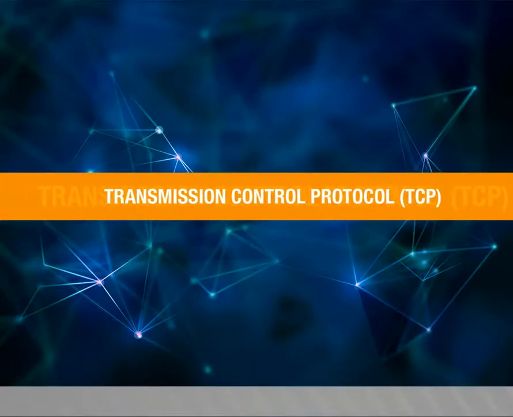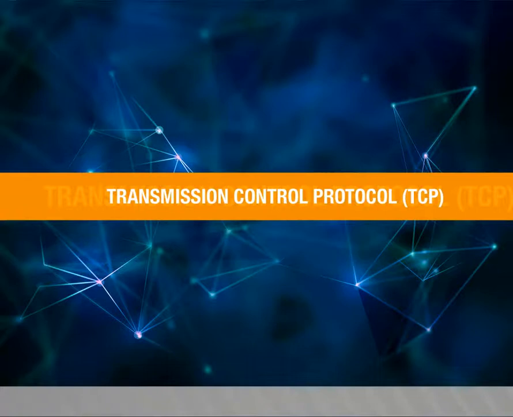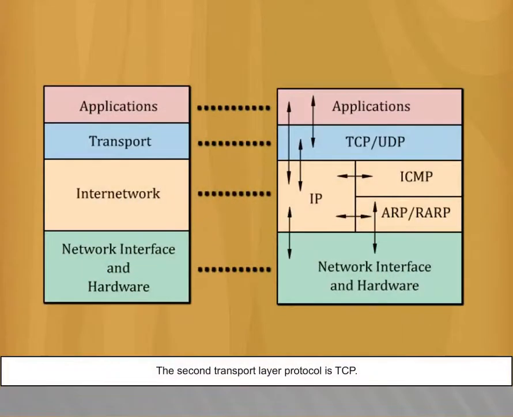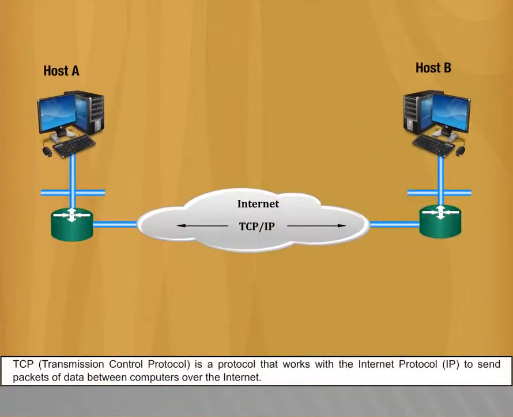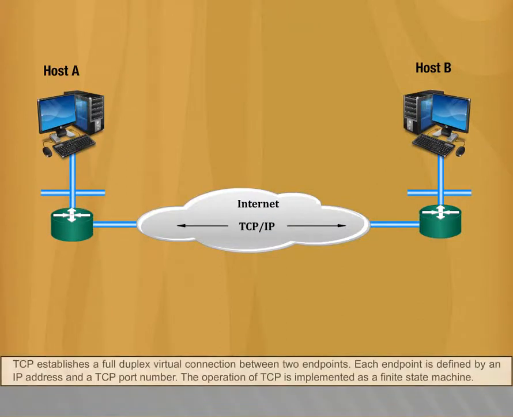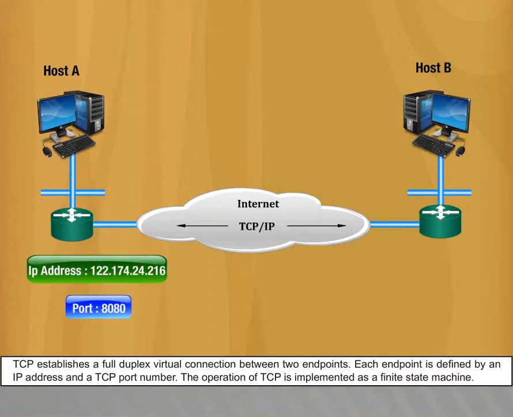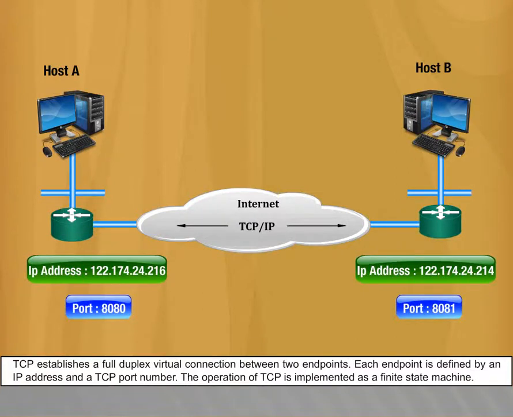Transmission Control Protocol, TCP. In this video, we are going to see about Transmission Control Protocol, TCP. The second transport layer protocol is TCP. TCP, Transmission Control Protocol, is a protocol that works with the Internet Protocol, IP, to send packets of data between computers over the Internet. TCP establishes a full duplex virtual connection between two endpoints. Each endpoint is defined by an IP address and a TCP port number. The operation of TCP is implemented as a finite state machine.